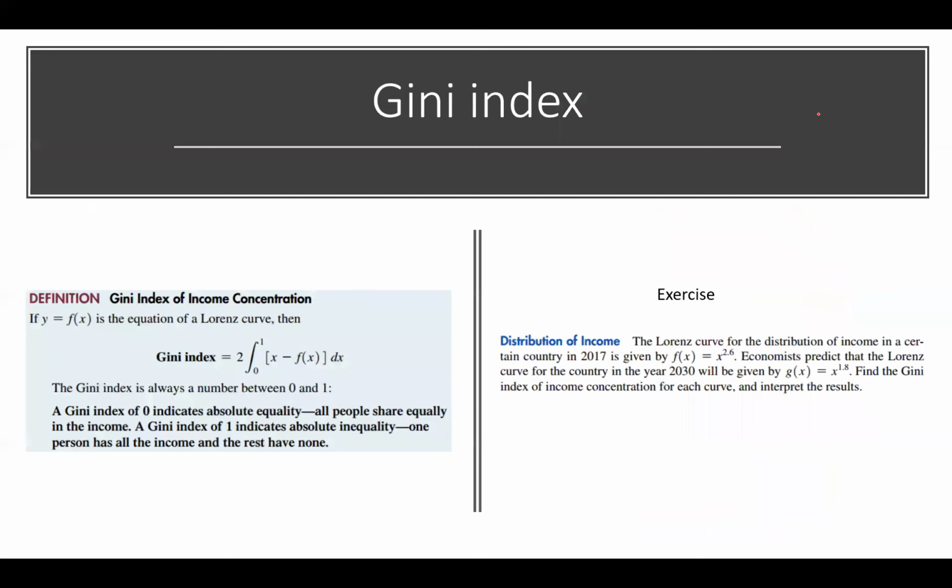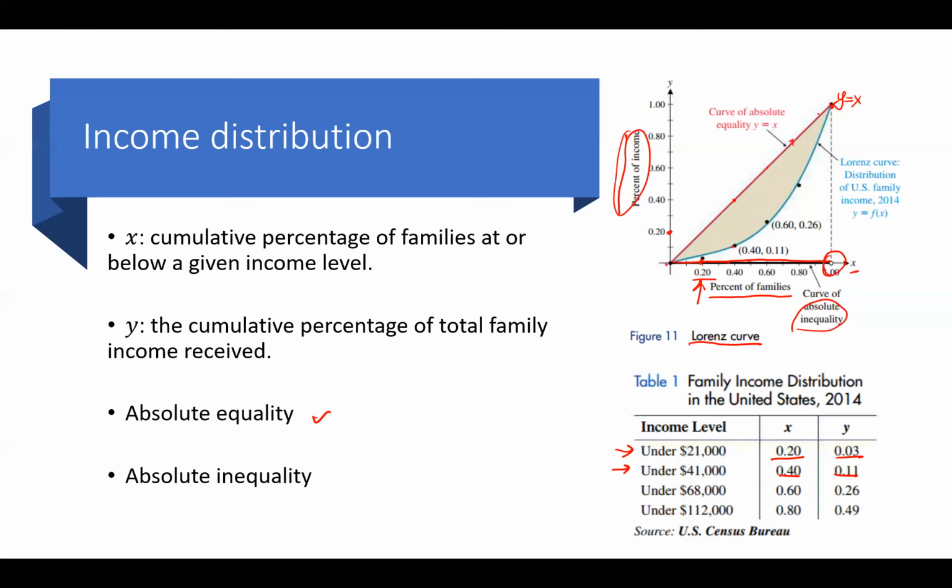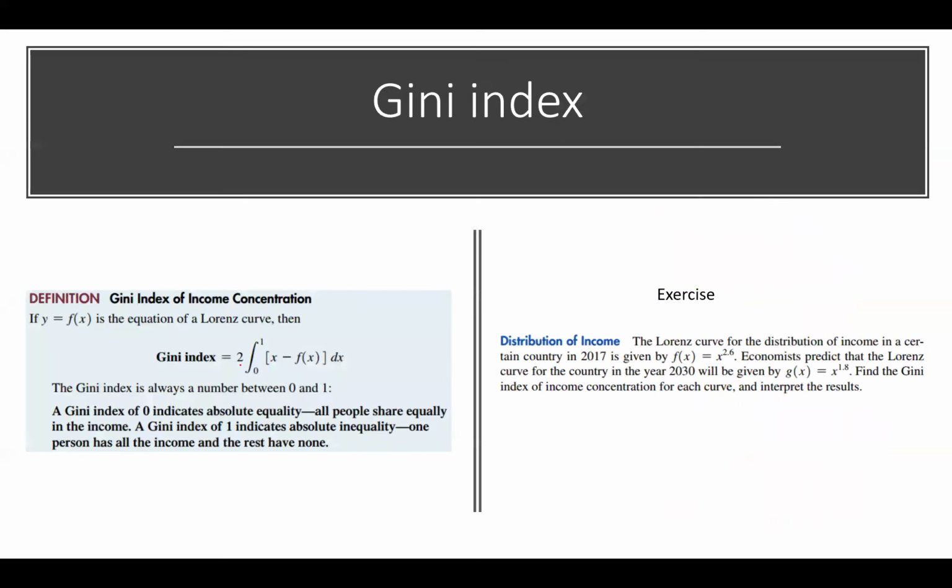Okay, so Gini index essentially measures the area between these two curves, right? This is something we covered earlier. So how do we calculate the area between these two curves? This is the area between these two curves, and then this is multiplied by 2. Why are we multiplying by 2?